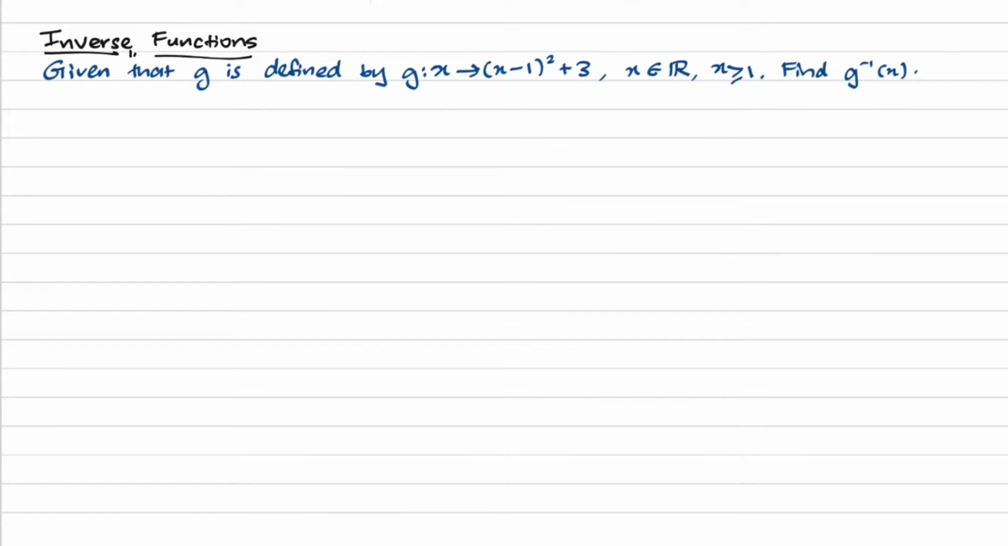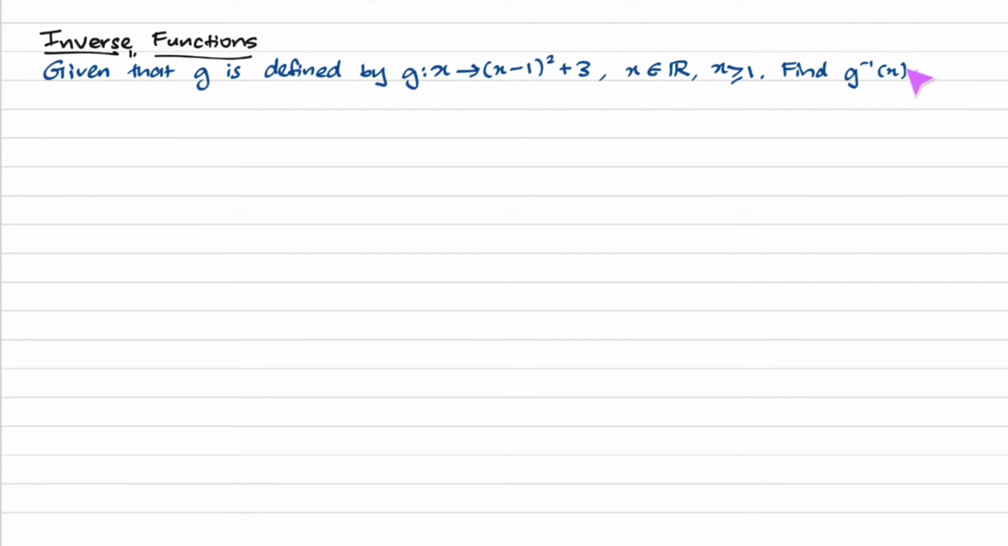Hi there! In this video, we will look at more examples on inverse functions. Let's take a look. Given that g is defined by g(x) = (x - 1)² + 3, where x is a real number and x is greater than or equal to 1.